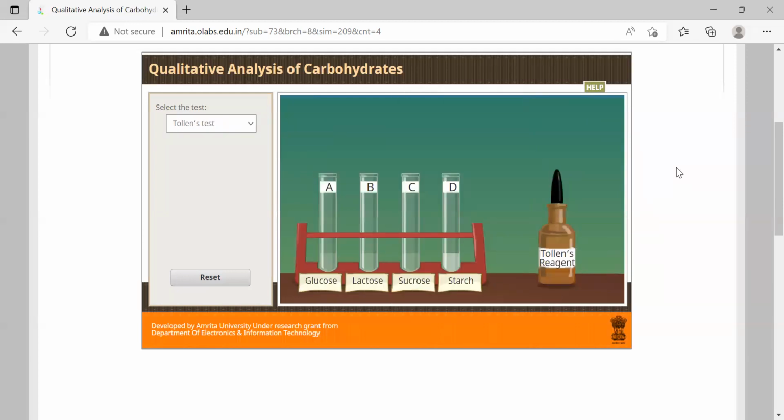The Tollens test is also a test for reducing sugars. But here we're going to observe that instead of creating a copper compound, we're going to create a precipitation of silver. So in order to do this experiment, we're going to take that Tollens reagent and place it on each test tube.